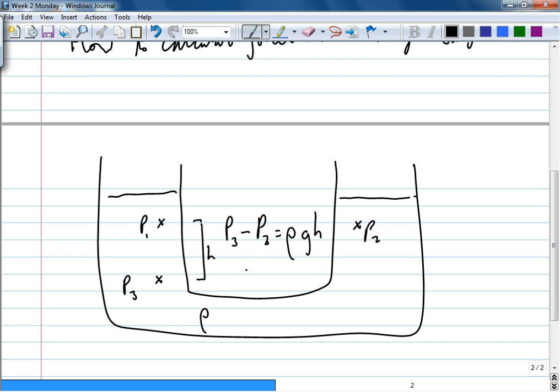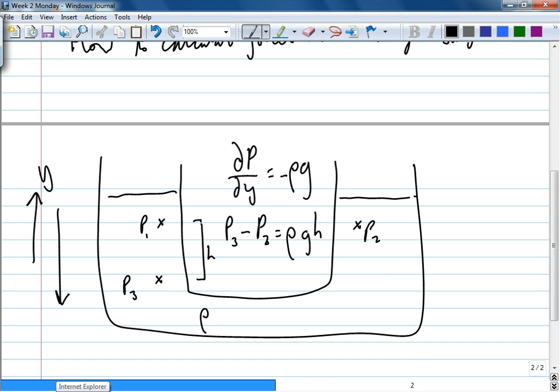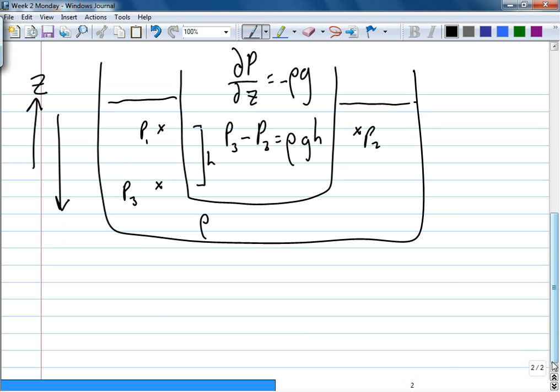Or if you want another way, you can write dP/dy is equal to minus rho g. So in other words, the pressure gradient is rho g. Negative because as you go down, the pressure goes up. Okay or not? Because y is this direction, you go down, the pressure goes up. Y or z, up to you. I use z, I think normally they use z this way. So you go down in z, the pressure goes up.